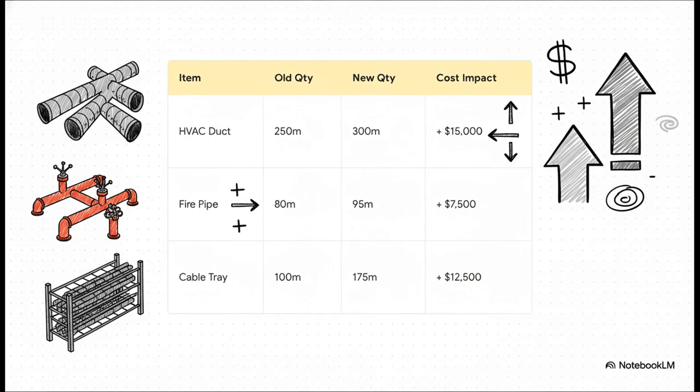Okay, so here's exactly how that VO shows up on the shopping list. The new layout needs 50 extra meters of HVAC duct, it needs 15 more meters of fire pipe, and wow, a big jump here, an extra 75 meters of cable trays. Each of those new amounts gets multiplied by the rate that was already agreed upon in the contract, which gives you a precise cost for every single item that's changed.